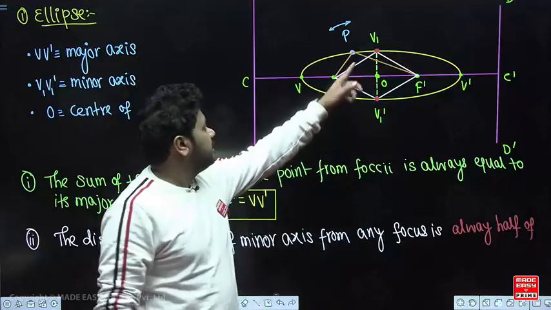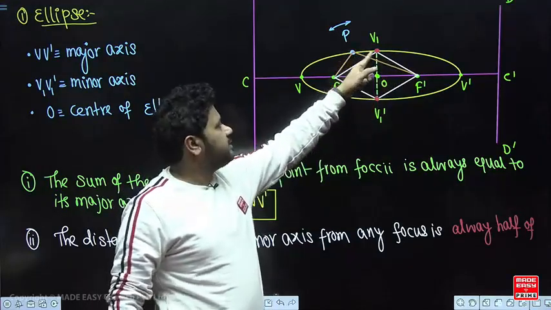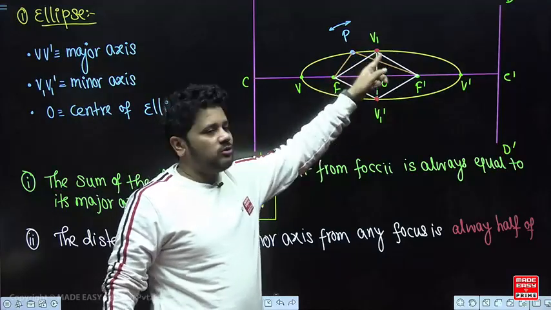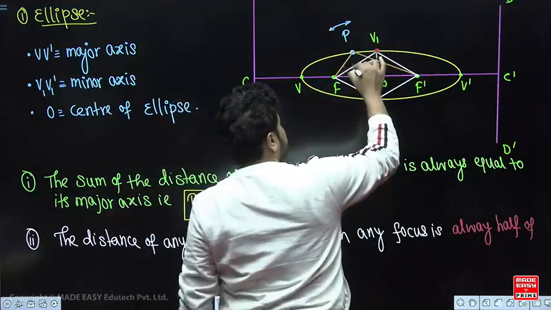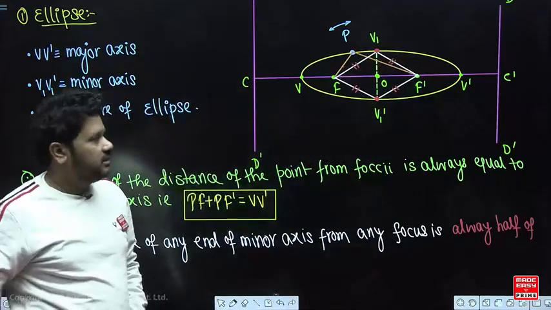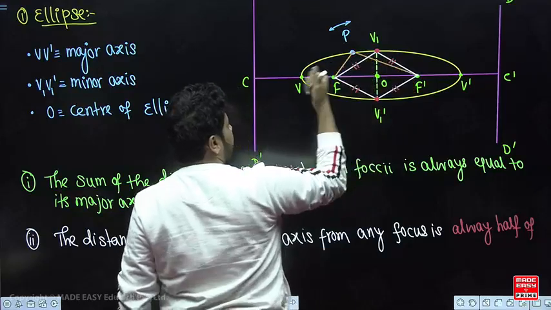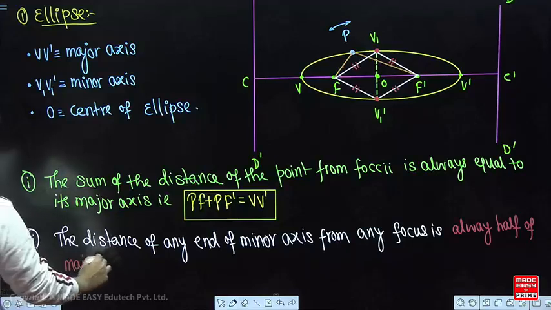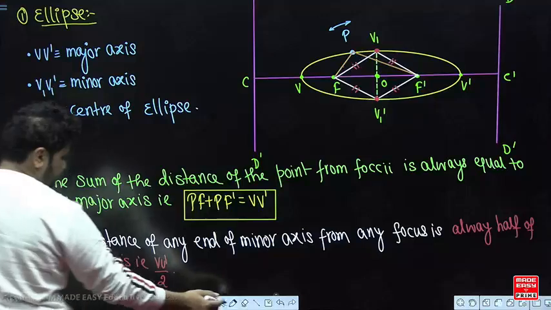But obviously, you can see that V1F plus V1F dash will be equal to VV dash, because when this point moves and intersects at V1, the total distance from here to here is always equal to the major axis. So this distance and this distance will be equal. That means you can see that this distance, this distance, this distance and this distance all will be equal, isn't it? So this distance plus this distance is equal to the major axis. So how much is this distance? It is always half of the major axis, that is VV dash by 2. Clear?